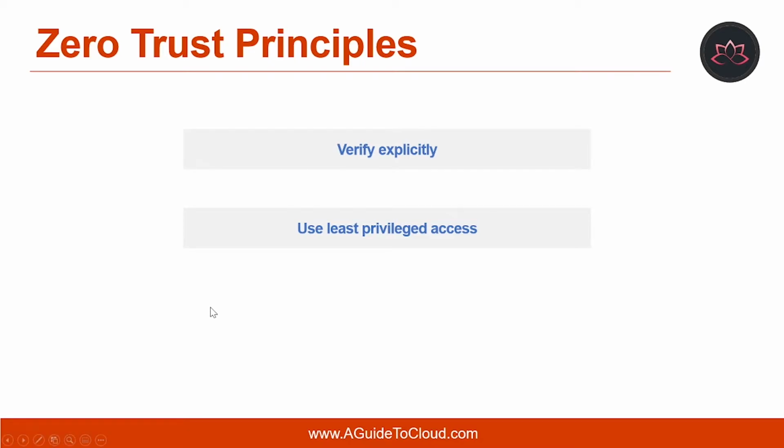And the third principle is assume breach all the time. Minimize blast radius of breaches and prevent lateral movement by segmenting access by network, user, devices, and app awareness. Verify all sessions are encrypted end-to-end and use analytics to get visibility and drive threat detection and improve defenses.